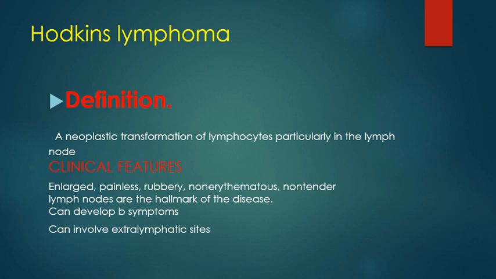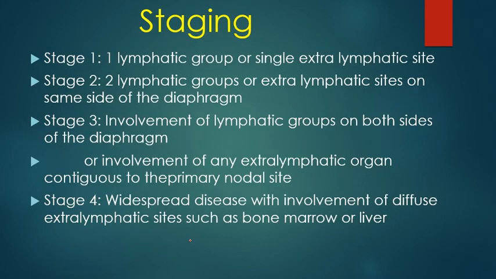So, what will be the clinical features? The lymph node will be enlarged, but the enlargement will be painless, rubbery, non-erythematous and non-tender. The patient can also develop B symptoms, and the disease can also involve the extra lymphatic sites, the sites that are outside the lymph node.